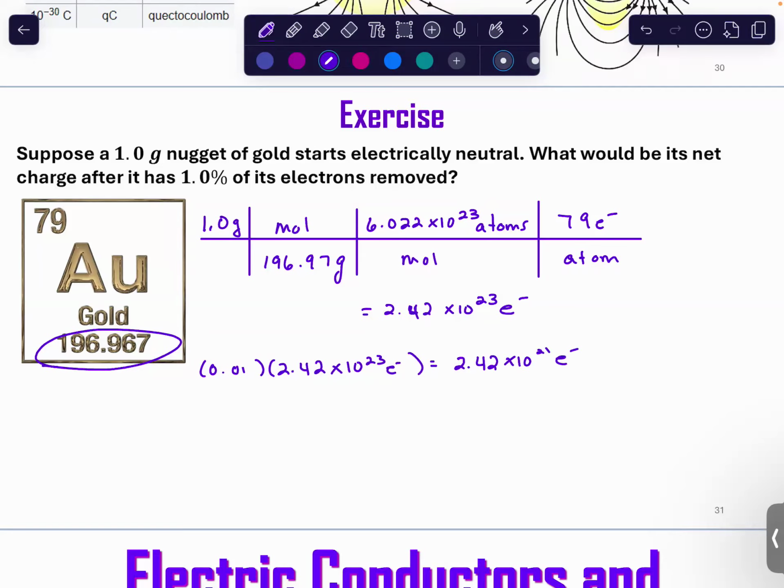Now, how do we really rationalize this out from here? I've swept away that many electrons. What charge will this 1 gram of gold have? Positive, because I did what? By removing electrons, I exposed what? Protons.